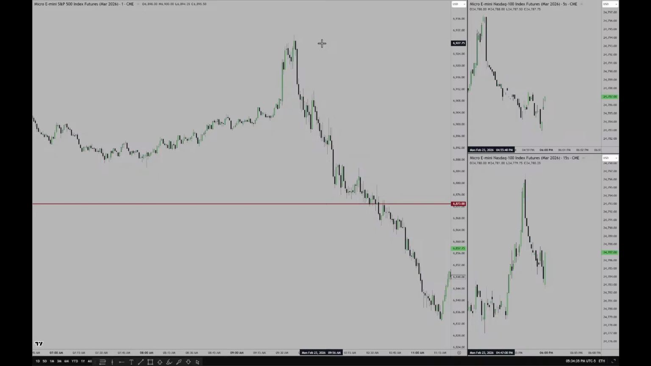So for your notes, when is there a high probability for efficiency using SMT, related correlated asset analysis? In other words, you're looking at ES versus NASDAQ. When is that appropriate? When am I even considering it? When there is a liquidity run or a high volatility injection like news. Okay, 9:30 is always going to act like that.